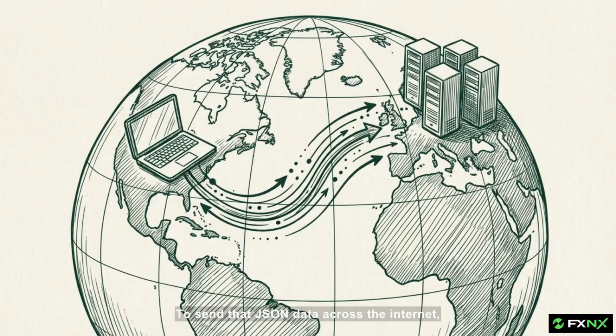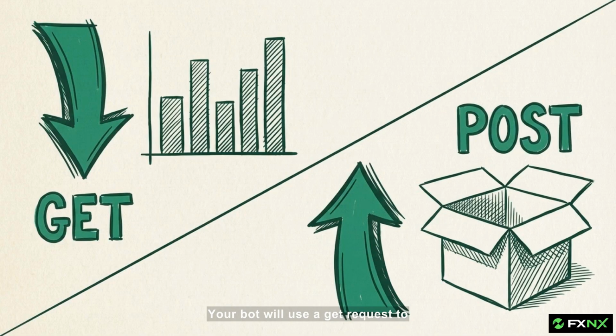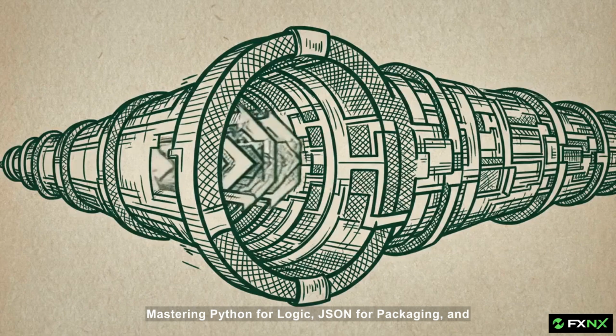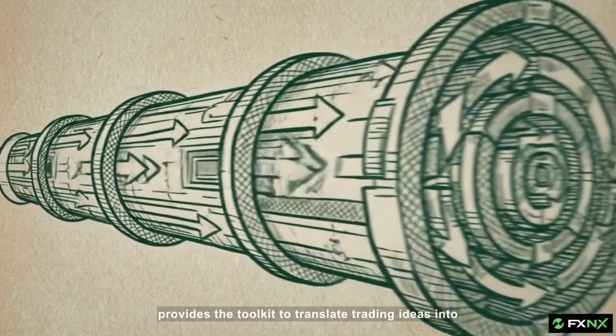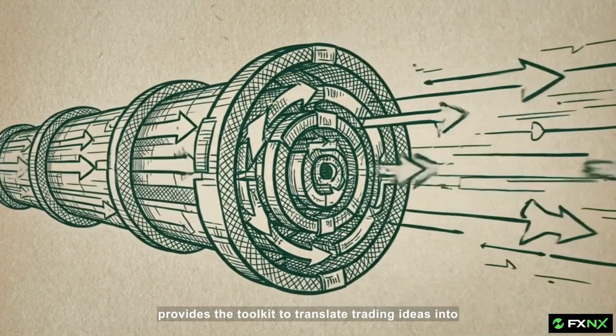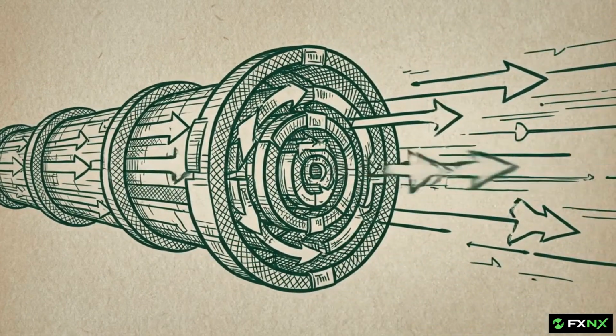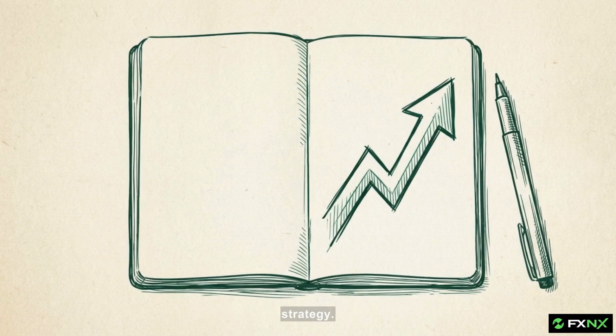To send that JSON data across the internet, your system uses HTTP requests. These are the standard web protocols your browser uses every day. Your bot will use a GET request to fetch market data and a POST request to submit your live orders. Mastering Python for logic, JSON for packaging, and HTTP for delivery provides the toolkit to translate trading ideas into executable market commands. Let's see how these tools execute a specific strategy.